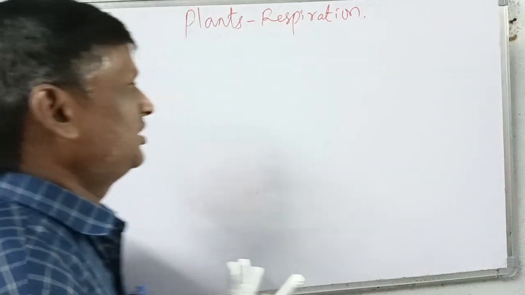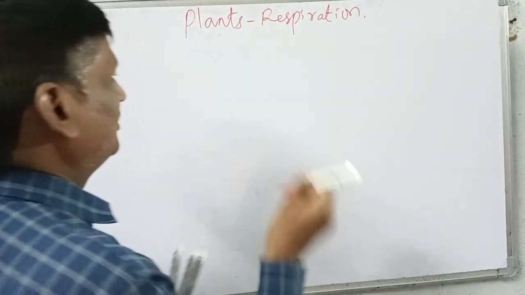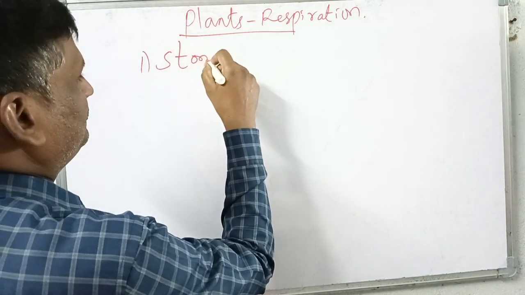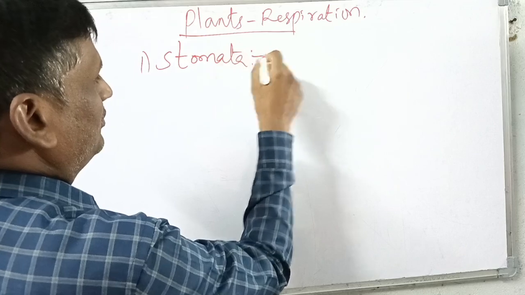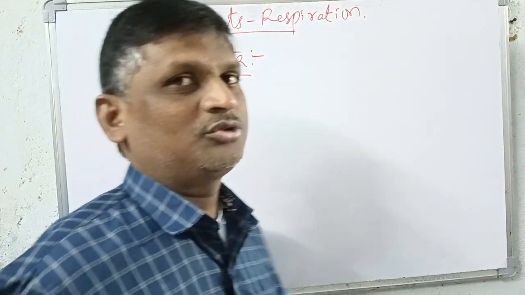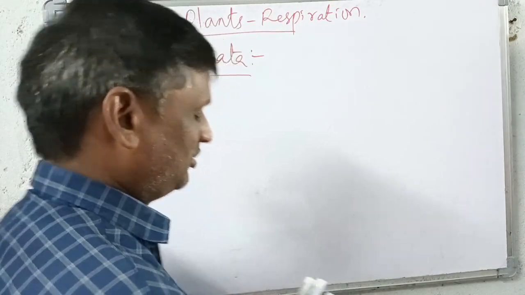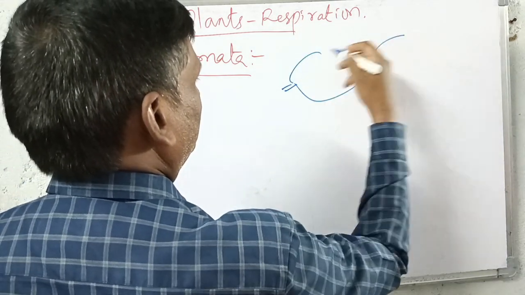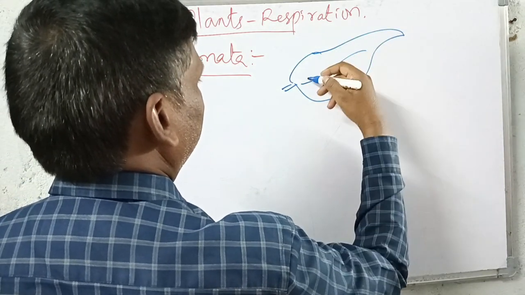Okay, now let us see the respiration in plants. In respiration in plants, first one is plants respire through the stomata. Plants respire through the stomata. See if we can observe the structure of stomata. See if it is a leaf.